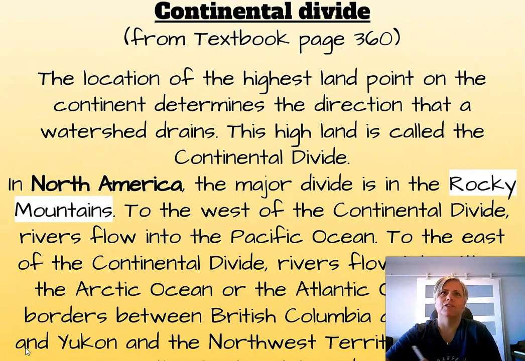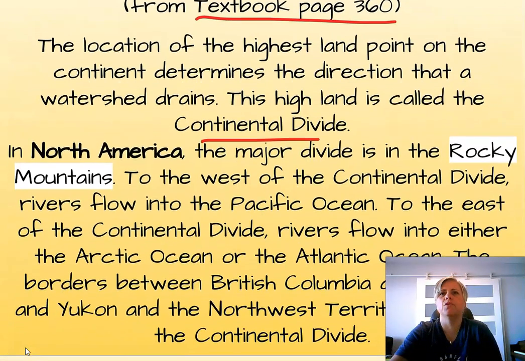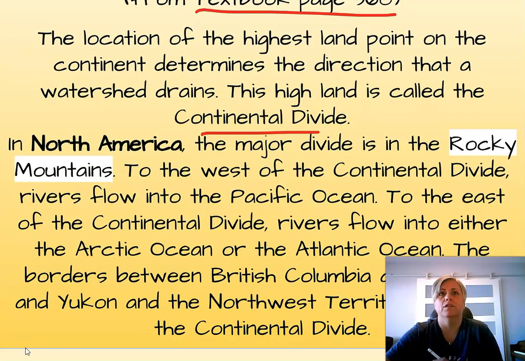All right, so you can't really talk about a watershed without also mentioning what a continental divide is, because the continental divide is exactly what determines where the watershed is. So I took this straight from your textbook because the textbook explains it really well. Continental divide: the location of the highest land point on the continent determines the direction that a watershed drains. This high land is called the continental divide. In North America, the major divide is in the Rocky Mountains. To the west of the continental divide, rivers flow into the Pacific Ocean, so into BC. To the east of the continental divide, rivers flow either into the Arctic Ocean or the Atlantic Ocean, so more north. And the borders between BC and Alberta and Yukon all follow this continental divide, so it made sense to make the divisions along those land areas.